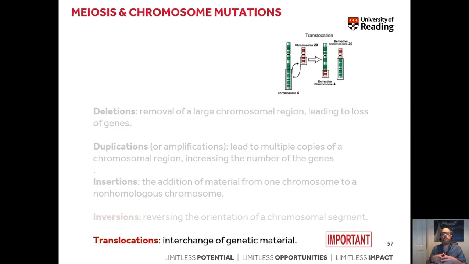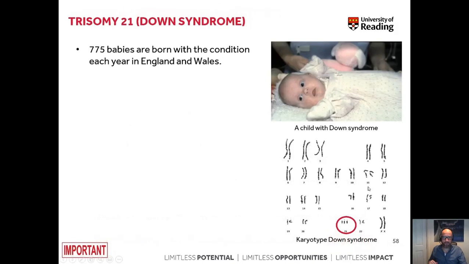The last type of genome mutation that can occur as a result of faulty crossing over is translocation, where genetic material can be interchanged between two unrelated chromosomes. So let us have a look at a few typical disorders resulting from non-disjunction first.